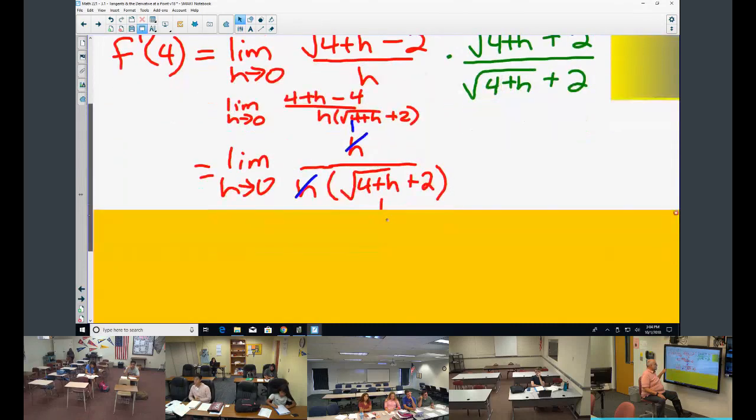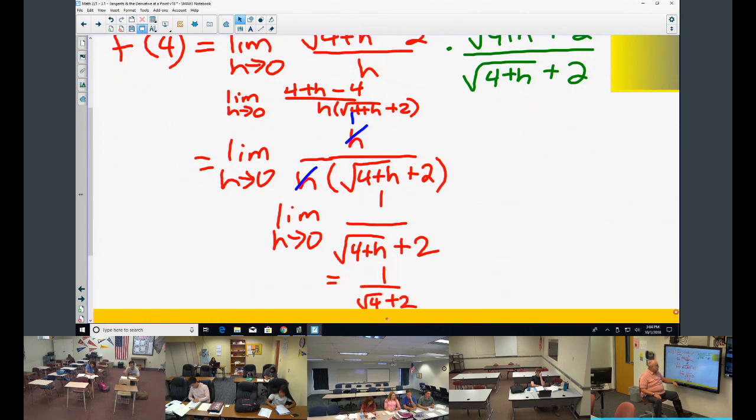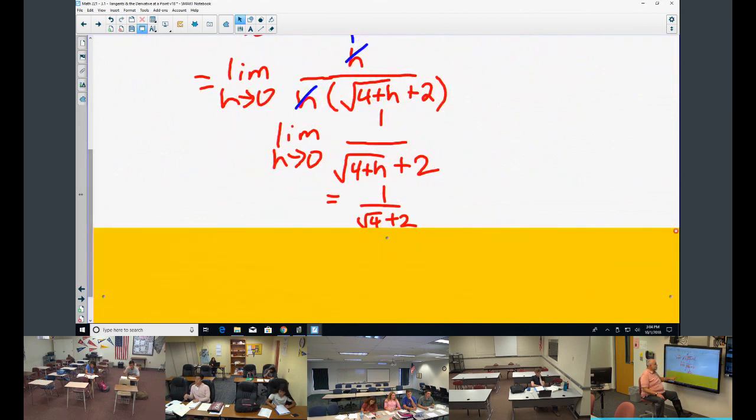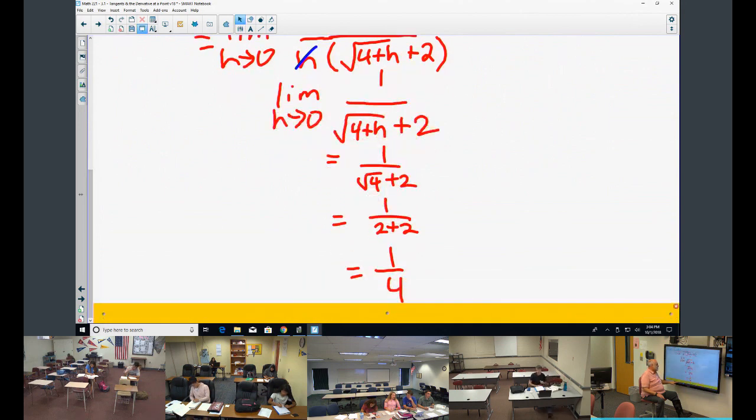Now you're going to have 1 over the radical of 4 plus h plus 2. And now you can go ahead and plug in the 0, because once you cancel those h's, you're not going to get 0 over 0 anymore. You plug in 0 for h, and you get 1 over the square root of 4 plus 2, 1 over 2 plus 2, or 1/4 is your answer. So that's the derivative at that point. All right, any questions?